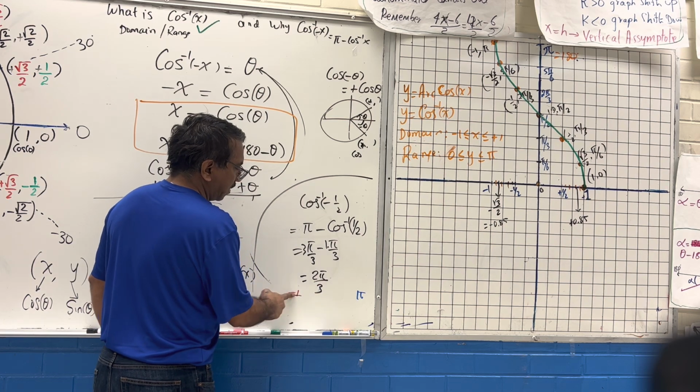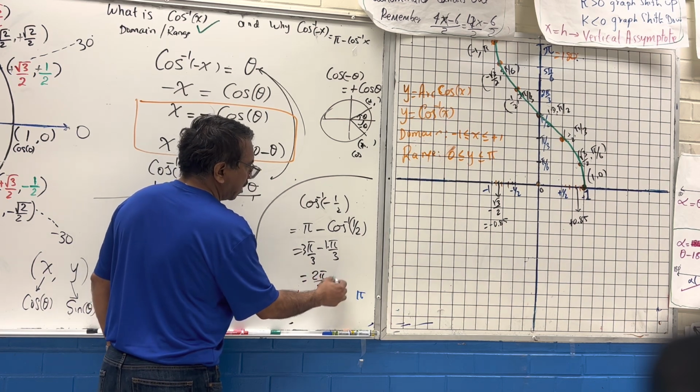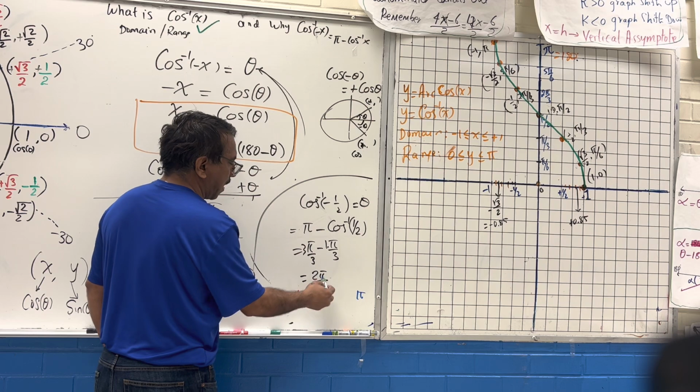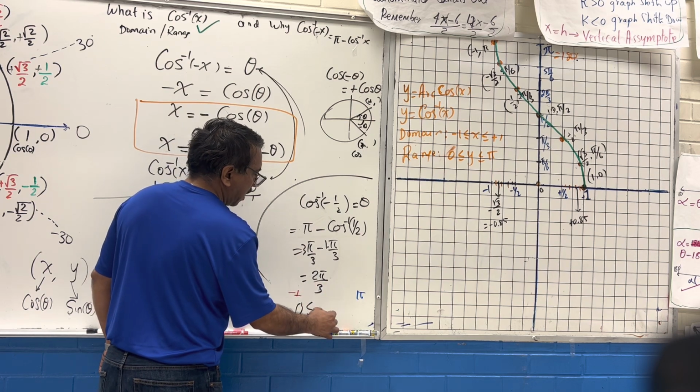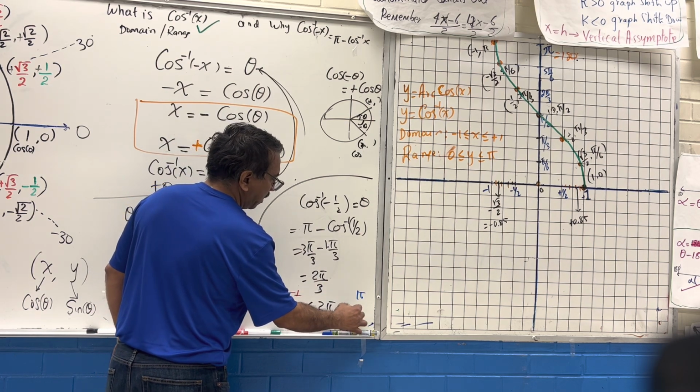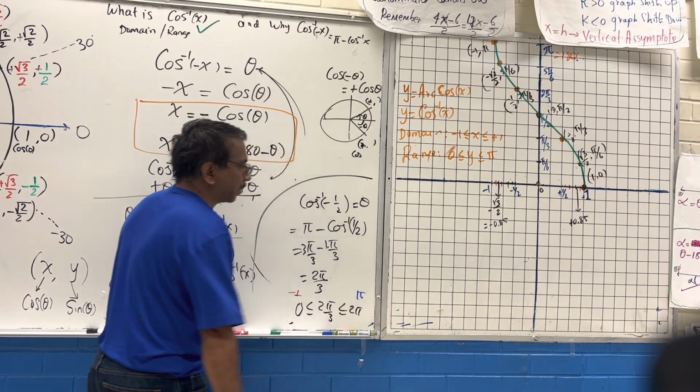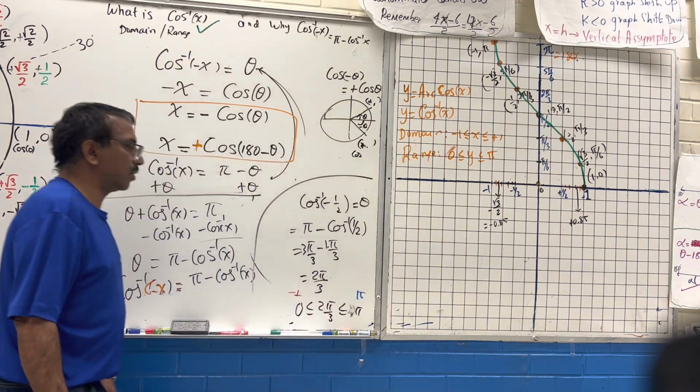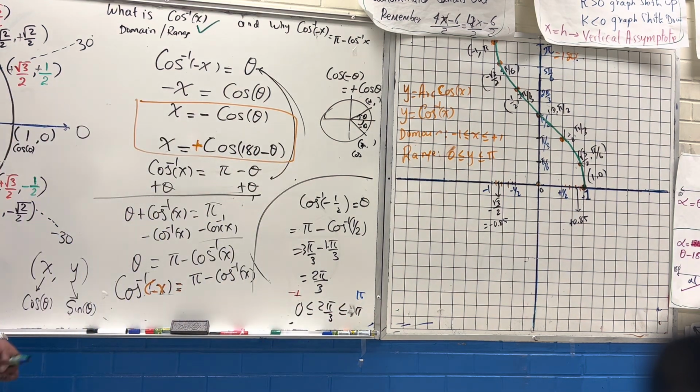And whatever answer you get, if you don't know, call it theta. This 2 pi by 3 really lies between the range 0 to pi. And that's it.